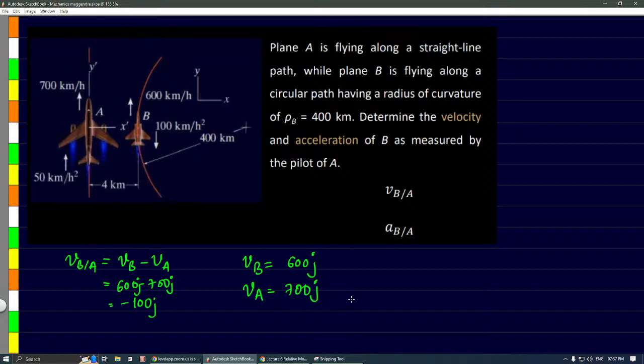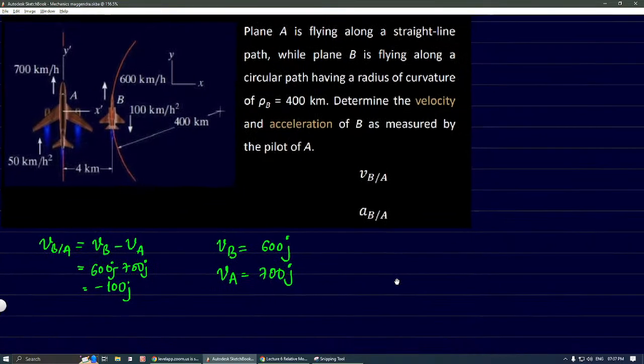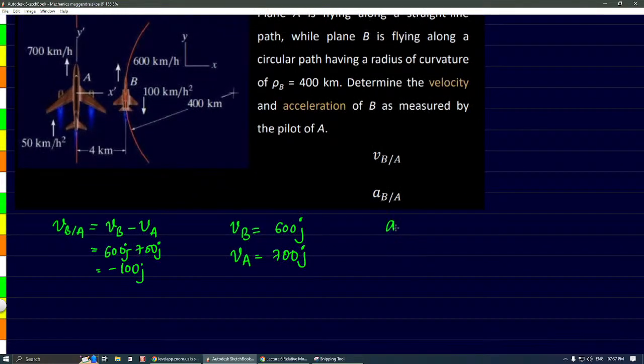Acceleration is not going to be that simple, so you have to be careful with this. Acceleration of B with respect to A, when you want it, B will be moving backwards slowly, no? Because he is overtaking B. He is moving faster and he's overtaking B. So B appears to be moving backwards slowly. Now for acceleration, it will be acceleration of B minus acceleration of A.